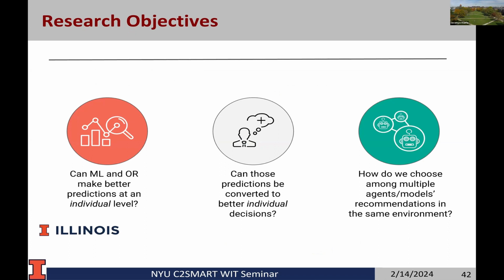In this setting, the question was, can we use a combination of machine learning and OR to make predictions so that I can actually price airline ancillaries at an individual level? We worked on ancillaries, but you could look at almost any product. And can these predictions be converted to good individual decisions, personalized things? And if we have multiple types of agents or models, how do we choose them in a dynamic environment?